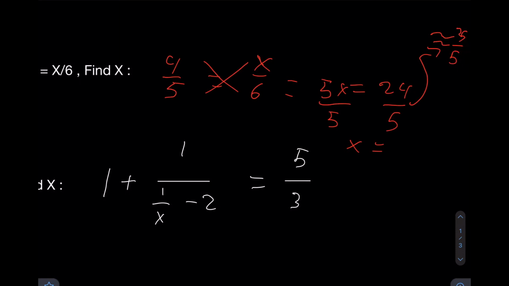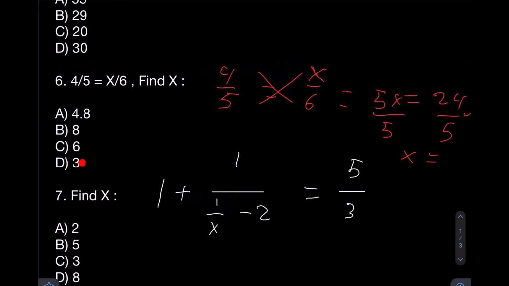So 25 over 5 is 5, right? So whatever answer we get, we're going to take the closest number to 5. Over here we've got 3, 6, 8, and 4.8. That is as close as you can get to 5, and that's your answer by approximation. We can also just find 4.8.